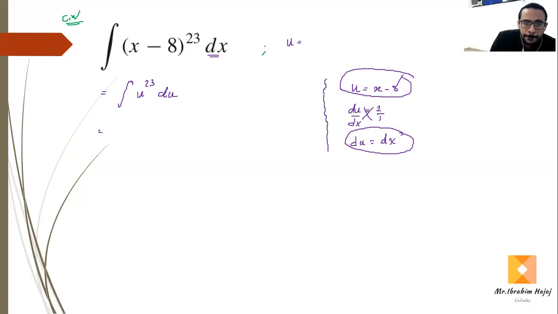And now we use our method, which is add 1 and divide. So u to the power of 24 over 24, divide by 24 and then plus c. The u here, bring it back again: x minus 8 to the power of 24 over 24, or multiplied by 1 over 24, plus c. So this is your final answer, guys.